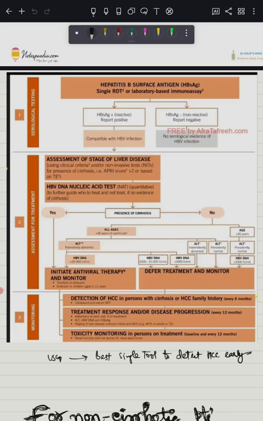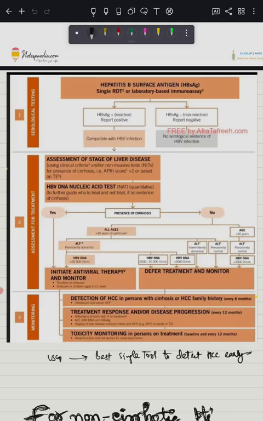So if a patient has cirrhosis, what is this HBV DNA quantification? This is the treatment decision point. So if the patient is in cirrhosis and has HBV DNA of any level and ALT of any level, you have to treat even if ALT is normal. But if the patient does not have cirrhosis, then there are two possibilities.